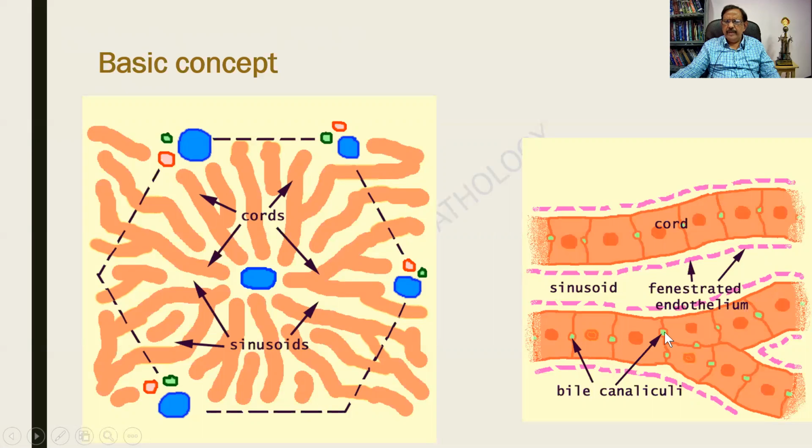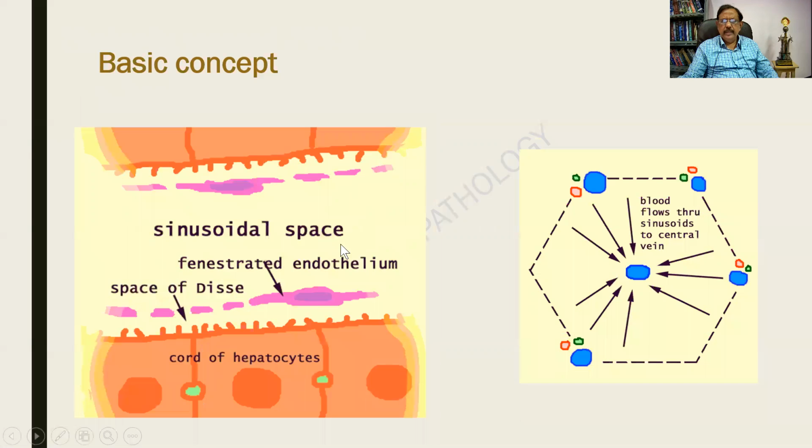And here again we are seeing the biliary canaliculi. Let us have all this in mind. I do not want you to memorize it, but a basic concept which will make our understanding easier. Again, a higher magnification showing the cords of hepatocytes, the space of Disse, the fenestrated endothelium, and the sinusoidal space. The blood flows towards the central vein and it is drained into the inferior vena cava.